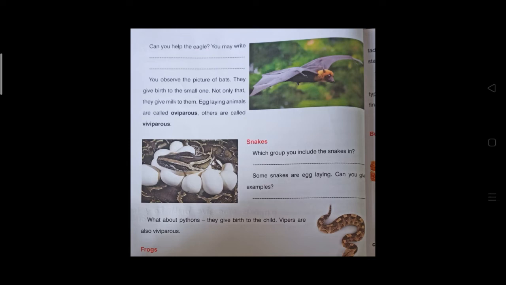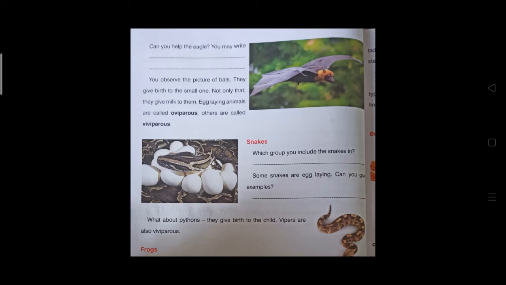We have discussed that all the animals in the forest divided themselves into 2 groups. The first group, the animals who give birth to young ones. And in the second group, the animals who lay eggs. So you need to identify whether this bat belongs to the first group or the second group. In the next paragraph, the answer is given. You identify and write it.